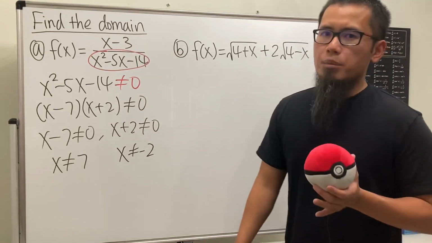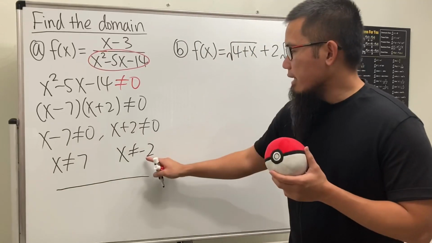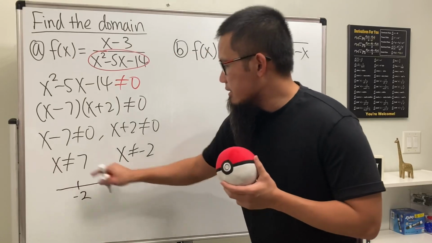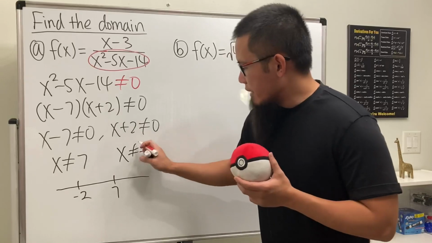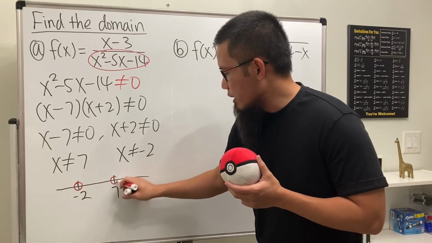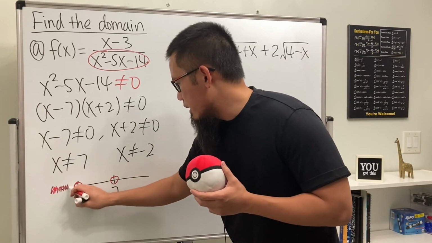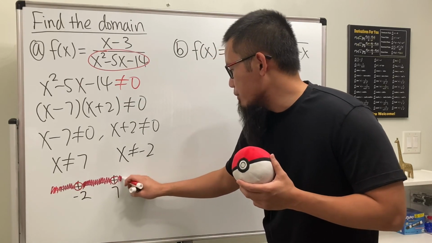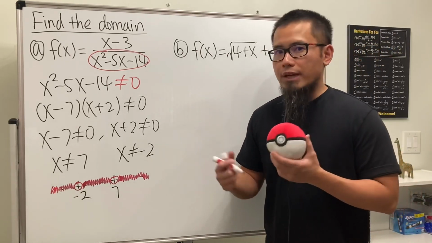Let me show you guys a number line first before I do the interval notation. Right here, we see that x cannot be equal to negative 2. So let's say this is negative 2, and then x cannot be 7. Let's say this is 7. Because we have cannot be, we will put an open circle here, and likewise, we also put an open circle here. And the truth is, x can be anything else as long as x is not these two values.